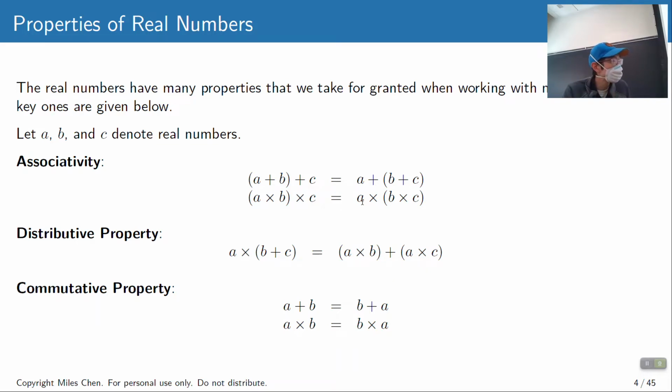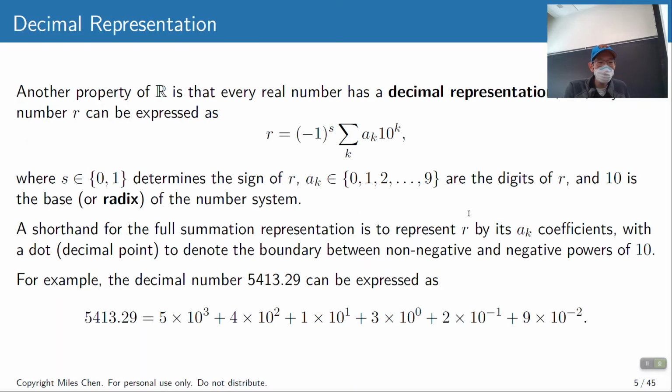And you've accepted this, and I think it's probably ingrained deeply into your mind as far as working with numbers. Okay? But when we deal with computer numbers, those rules fall apart. And another property of real numbers is that every real number has a decimal representation.